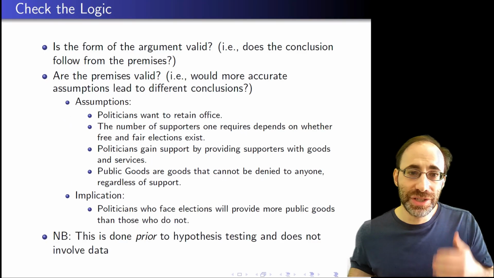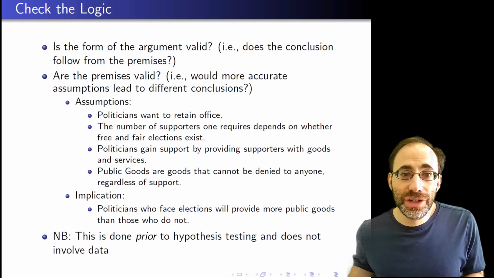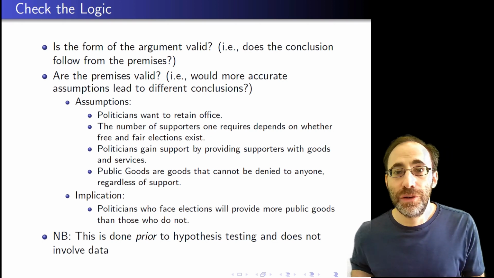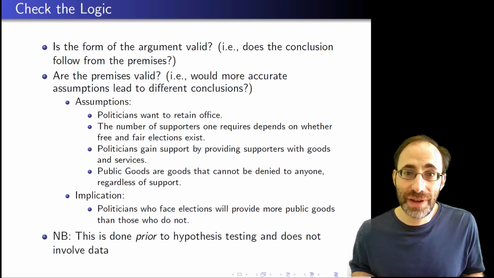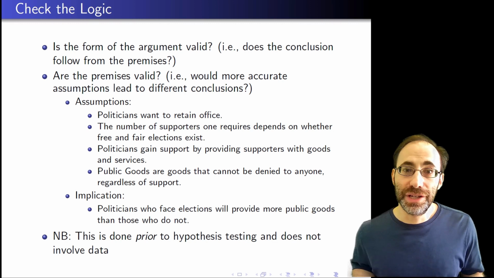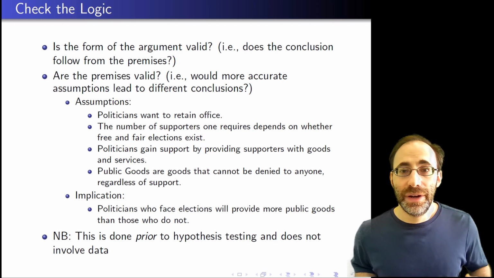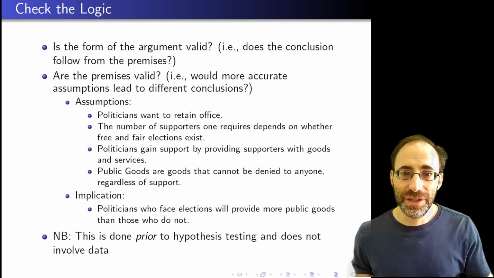Okay, once you have these assumptions down, we start checking the logic of your argument, right? Does the conclusion follow from the premises? Is the form of the argument valid? Are the premises valid, right? Are your assumptions valid? Here what you're looking for is whether or not your conclusions are really robust to your assumptions, right? So what if I varied the assumptions slightly? What if I was slightly wrong about the assumptions?